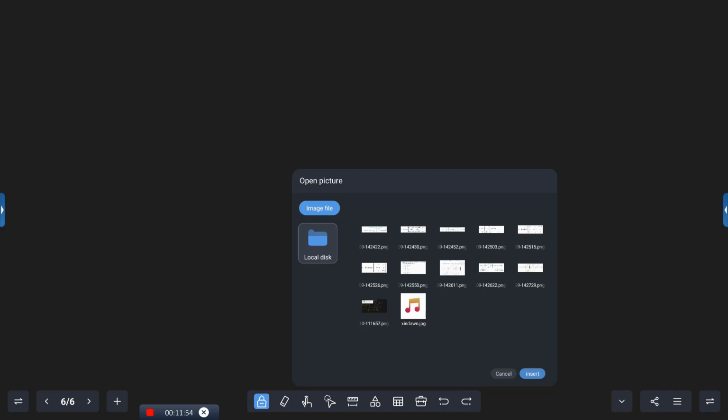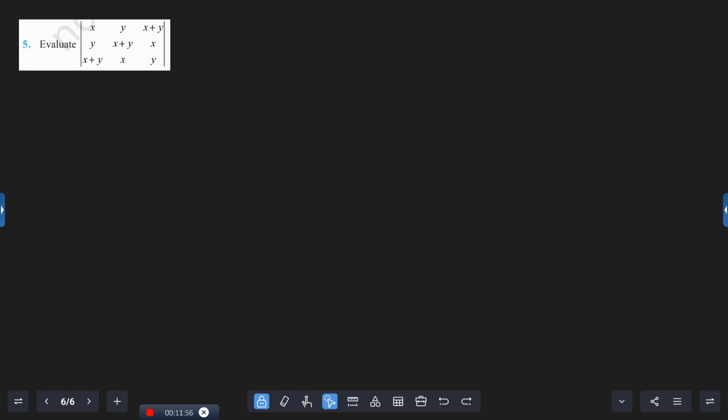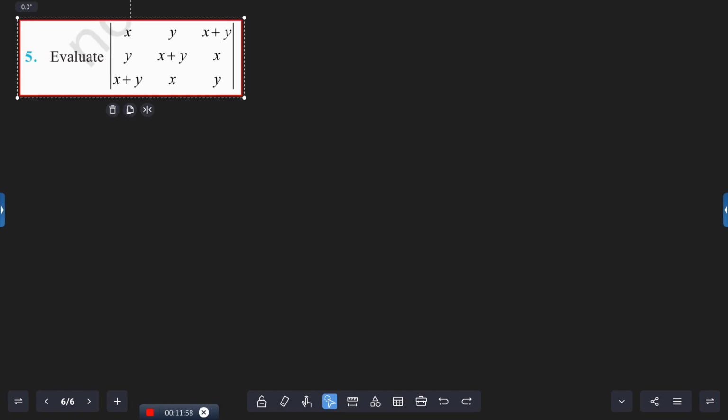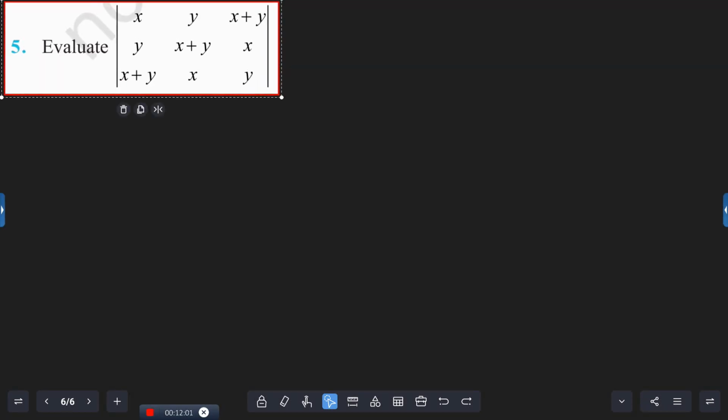Question number 5. Listen, we just have to evaluate, which means we just have to take the determinant. So take x. If you cancel its row and column, what will you be getting? x plus y, x, x, y.